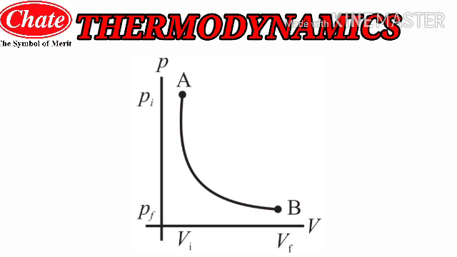Means in short, delta T will be 0 in this process. For example students, the melting of ice at constant temperature is one of the examples of the isothermal process. So in the thermodynamics of the isothermal process, the temperature of the system is constant and it obeys Boyle's law.